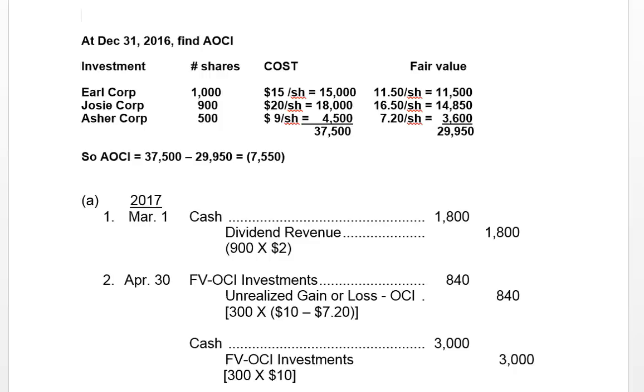What we're going to do here are two things. First of all, we're going to make all the journal entries associated with the investment, and then I'm going to produce a second video which is going to show you how we would present information related to fair value through OCI investments in the Statement of Comprehensive Income as well as the Statement of Financial Position.